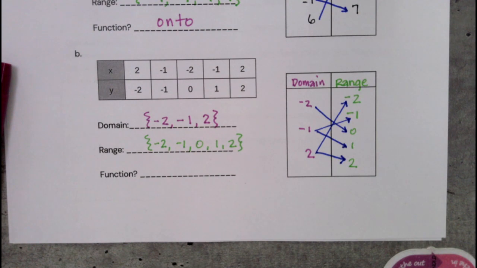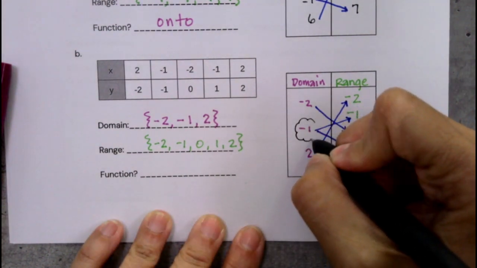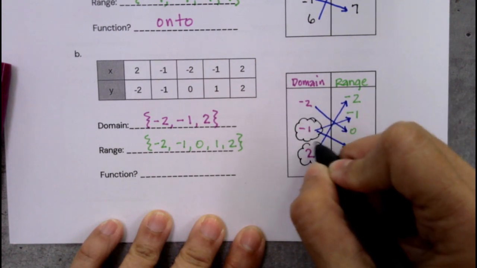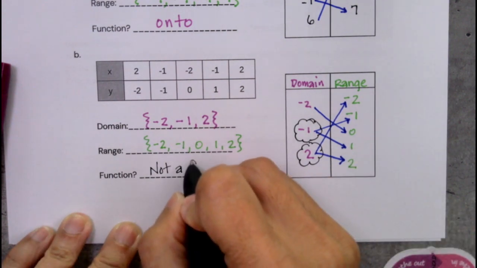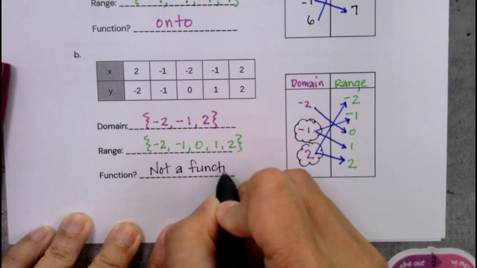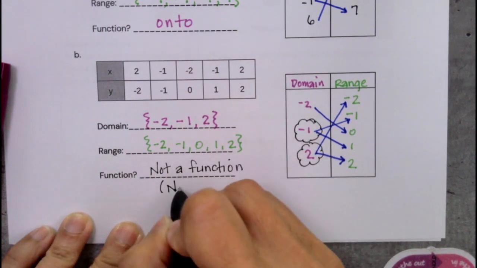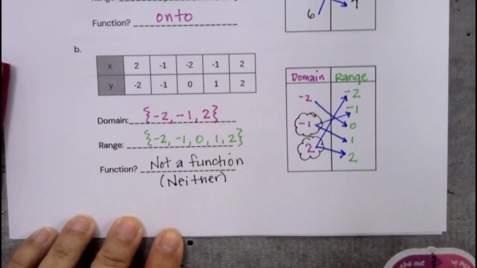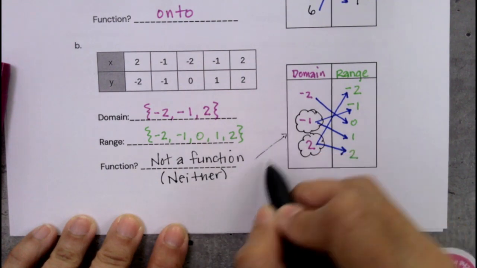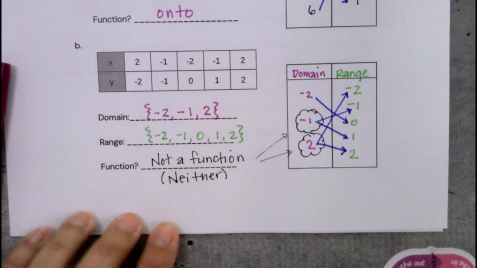First question, is it a function? Why is it not a function? Yeah. This is not a functioning soda machine, is it? -1 and 2. So you could either write not a function or you could just write neither, because it's not one-to-one or onto. So this is the reason why, because of those. All right.